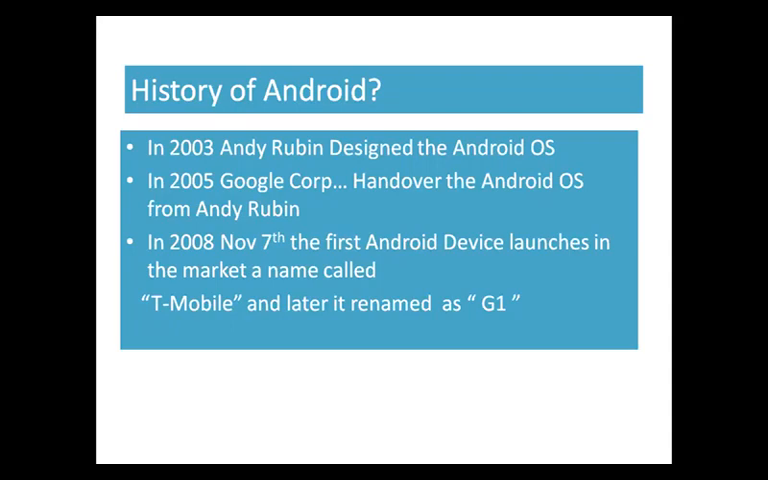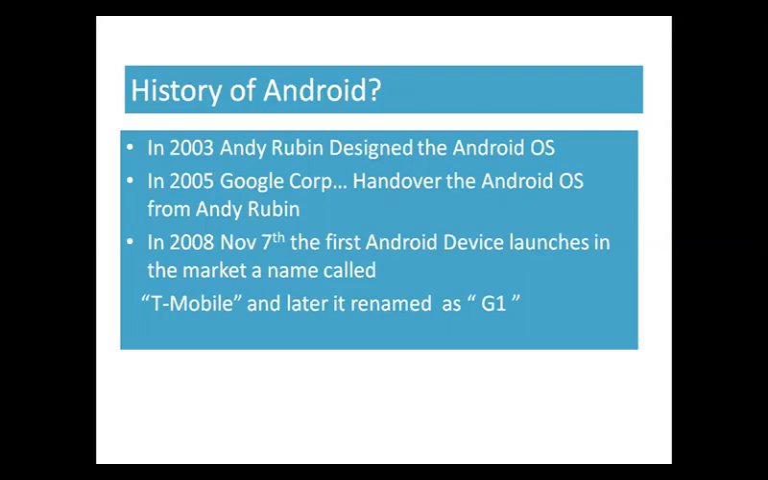So what is the first Android mobile device? On November 7th, 2008, the first Android device launched in the market, called T-Mobile, and later it was renamed G1. G1 means Google's first mobile. Okay, right now where are we, guys?